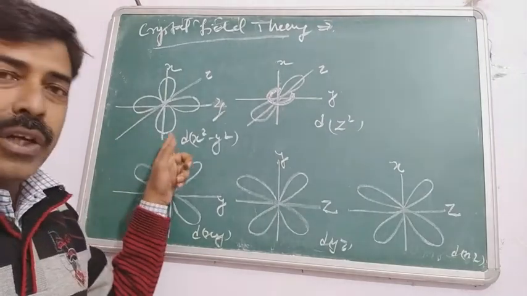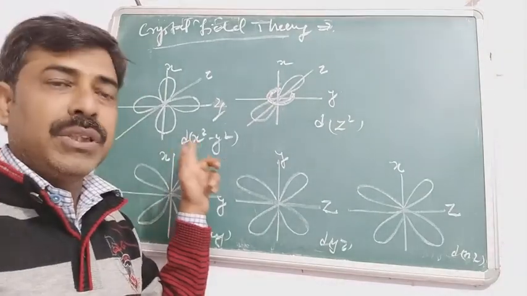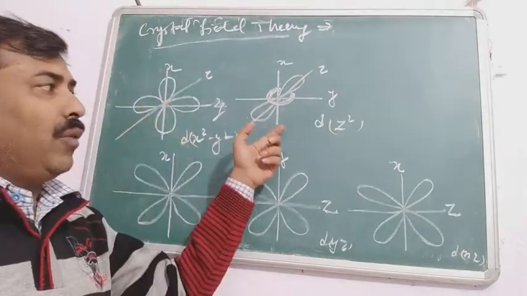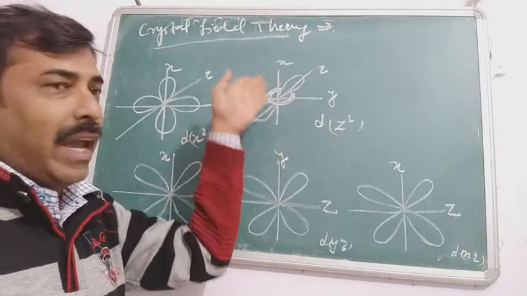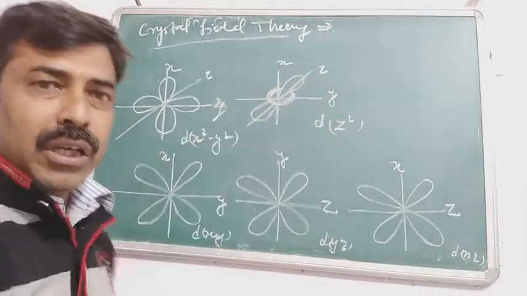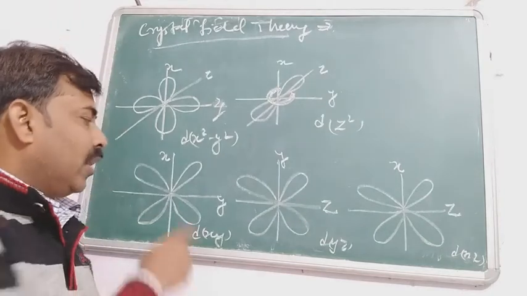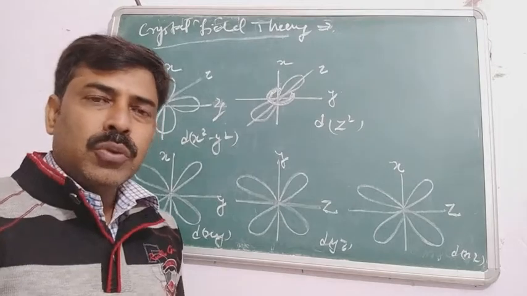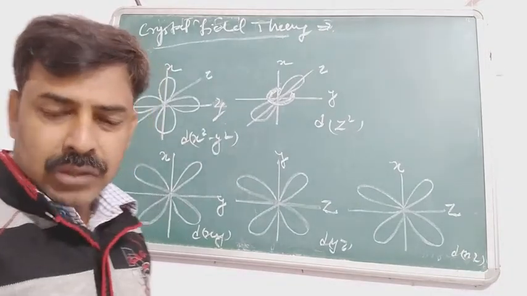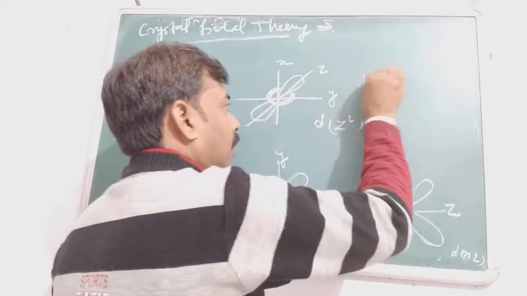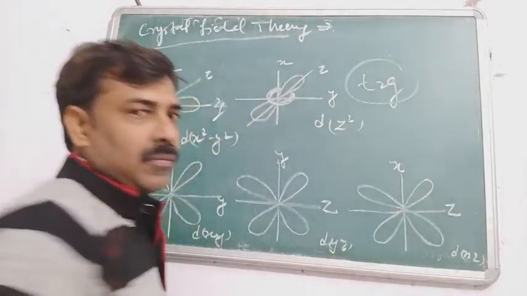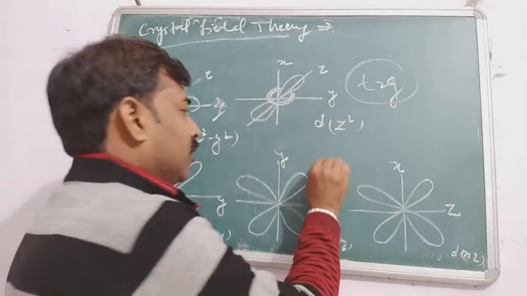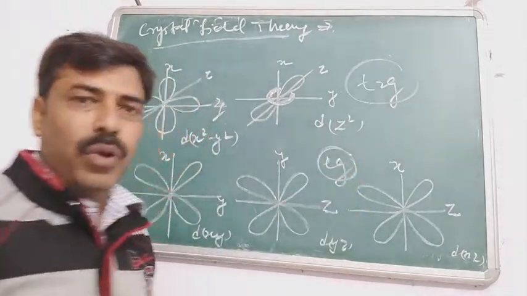The first one is dx square minus y square, which means the orbital lobes lie on the axis. The second one, dz square, has one lobe on the axis and the next one at a 40 degree angle from the axis. The next ones are dxy, dyz and dxz. The first two are called axial, also called T2g, a Mulliken symbol, and the next three are called equatorial, also called Eg, again a Mulliken symbol.